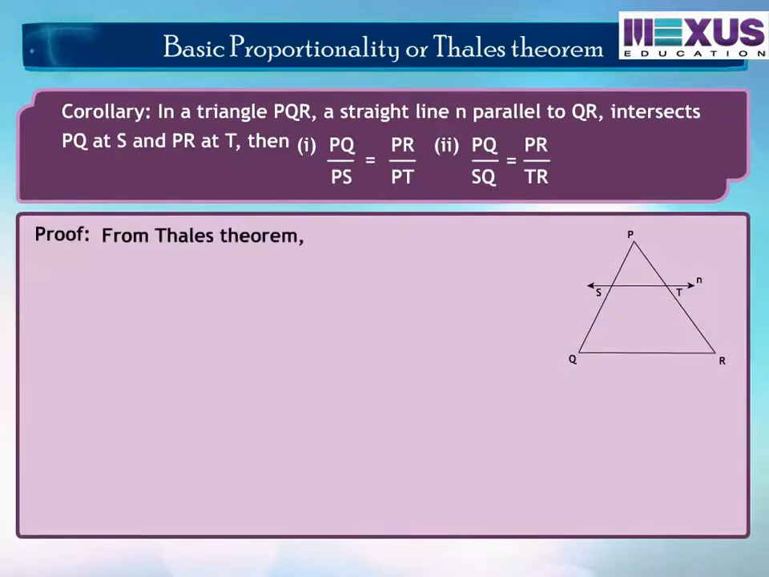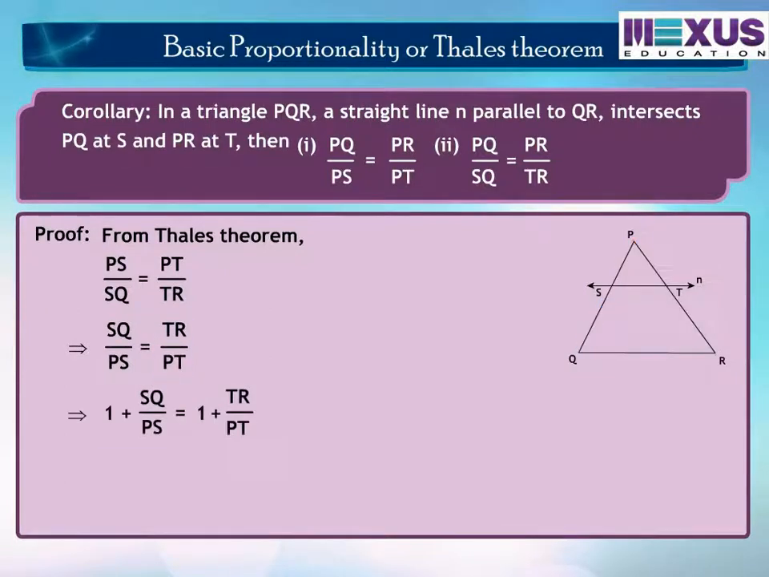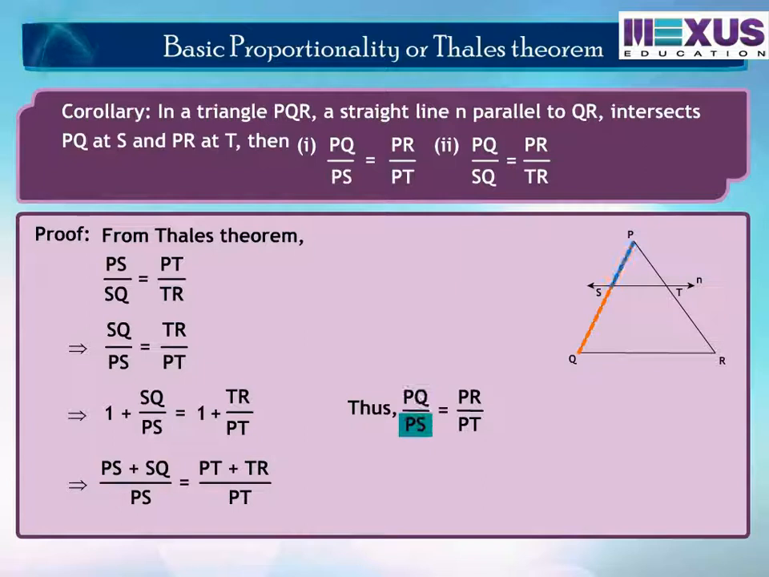Proof. From Thales' theorem, PS by SQ equals PT by TR. That implies SQ by PS equals TR by PT. So 1 plus SQ by PS equals 1 plus TR by PT. PS plus SQ by PS equal to PT plus TR by PT. Thus, PQ by PS equal to PR by PT. Similarly, we can prove PQ by SQ equal to PR by TR.